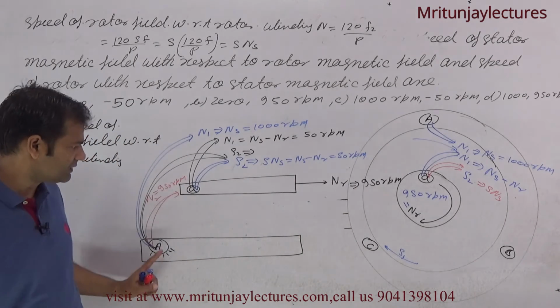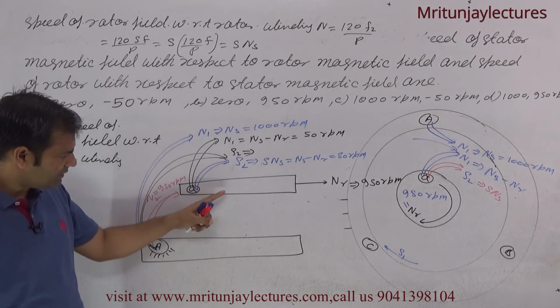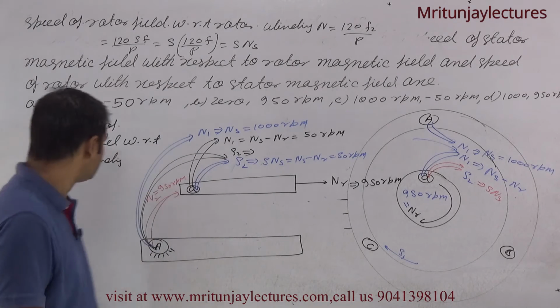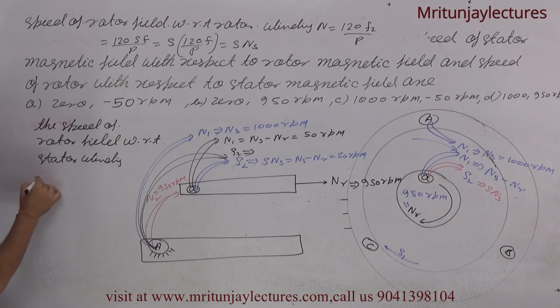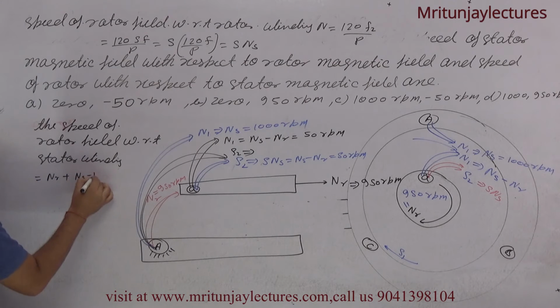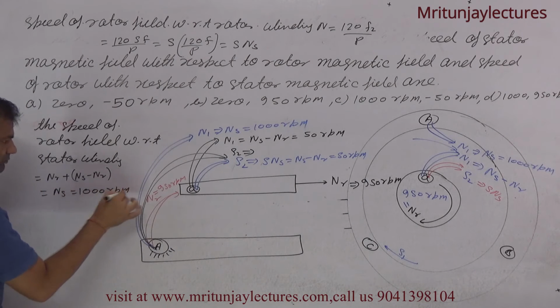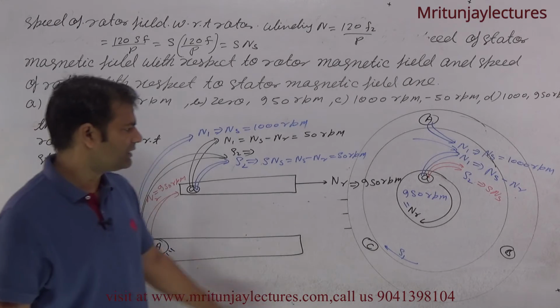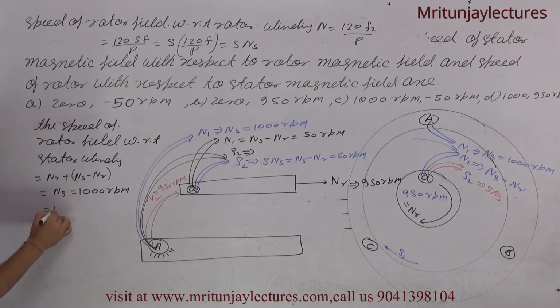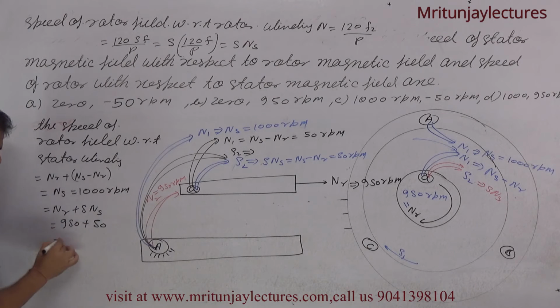If you sit on this one and see the stator field, this is speed plus this is speed. It means NR plus NS minus NR, so finally we get NS, that is 1000 RPM. Clear? Or you can also write NR plus SNS. If any doubt, put 950 plus 50, so we get 1000 RPM. Clear?